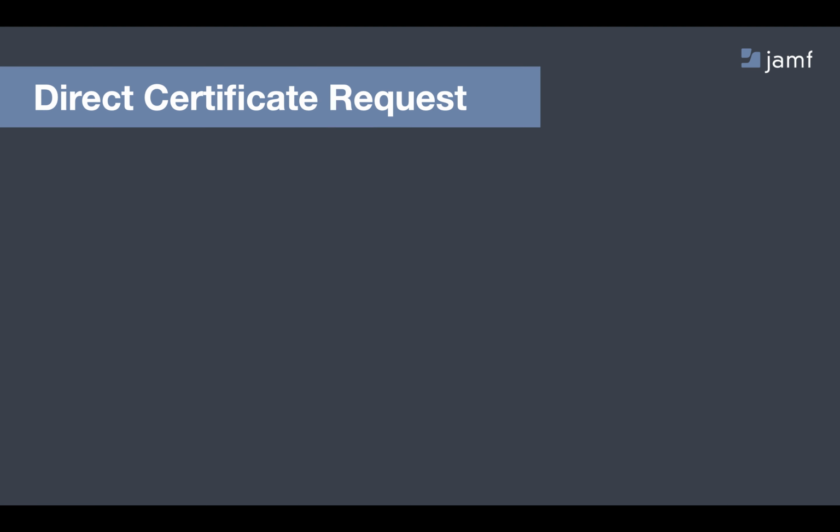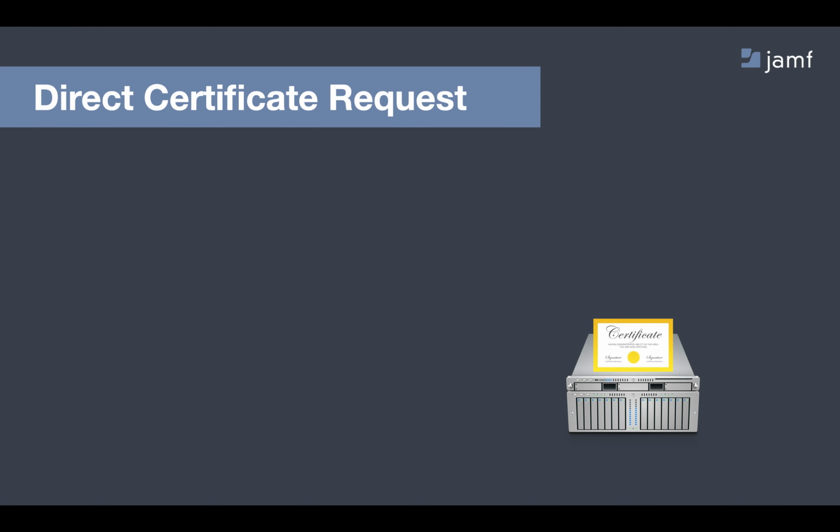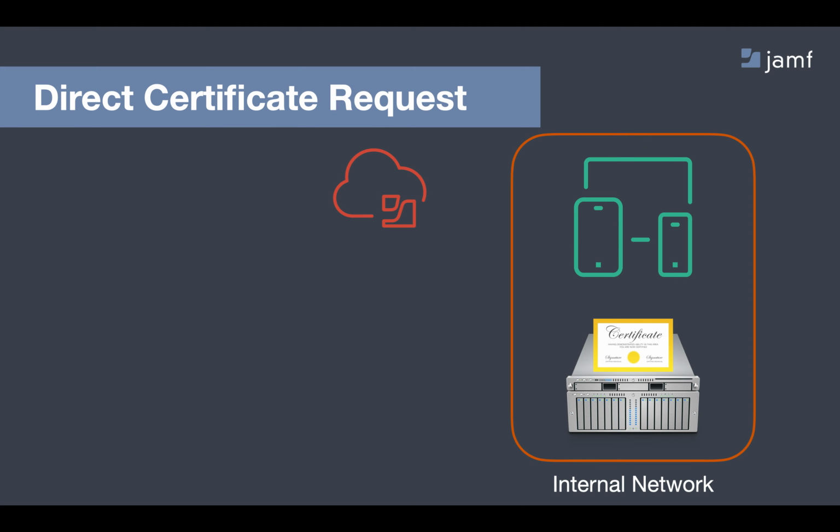Here is a direct certificate request example. We have our certificate server, our Jamf Pro server, in this case Jamf Cloud, and our devices. Let's say that our devices and certificate server are all on the same network. With this method, the device first must talk to Jamf Pro. Jamf Pro will then instruct the device where the certificate server is located and what the device needs to provide in order to request a certificate. Then, the device will contact the certificate server, and the certificate server responds with a certificate.